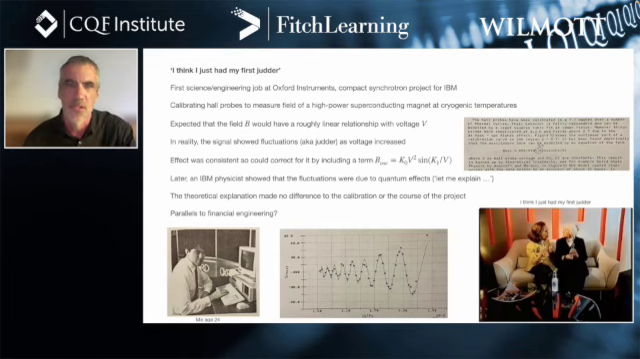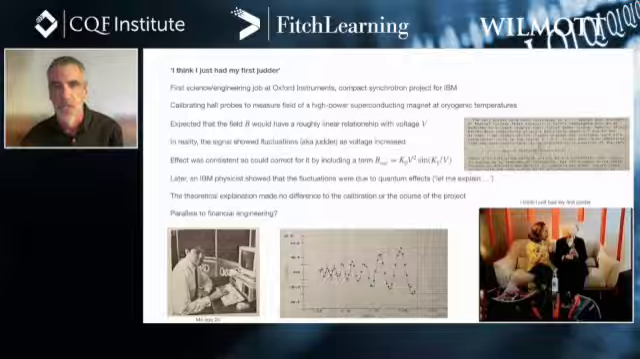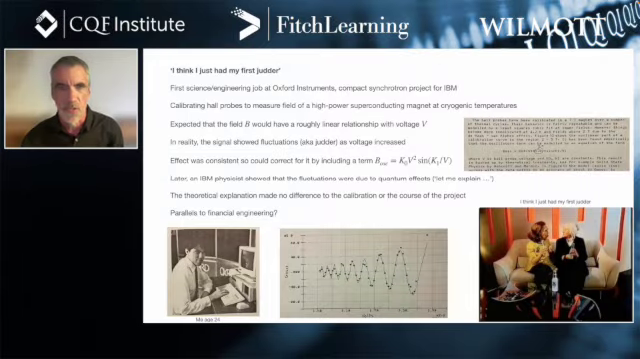And we expected that the field would have a roughly linear relationship with the voltage, but in reality, the signal showed judder-like fluctuations as voltage increased. And the effect was consistent, so we could just correct for it by including a term, the sort of oscillatory term shown in that figure at the bottom. And later, an IBM physicist showed that the fluctuations were due to quantum effects, which was very interesting, but the theoretical explanation didn't actually make any difference to the calibration or the course of the project.